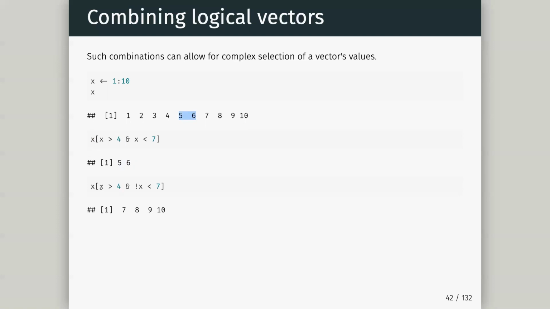Similar here, I'm going to do a slightly more complex one. It is greater than 4 and less than 7, but I've put the exclamation mark, so it's going to say and not less than 7. So effectively, it's just going to give me those which are not less than 7. And then we get 7, 8, 9, 10.